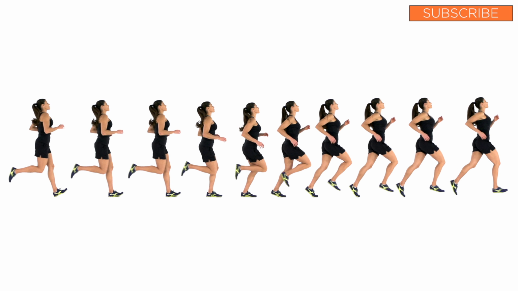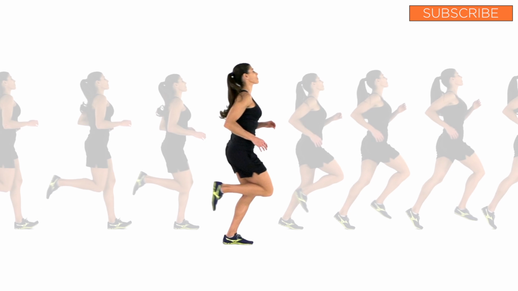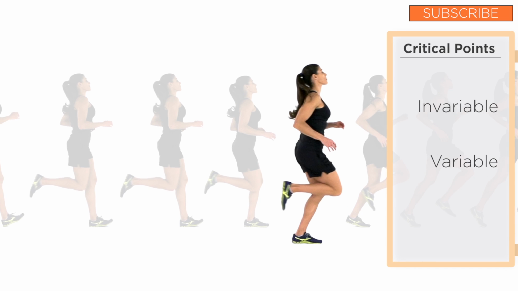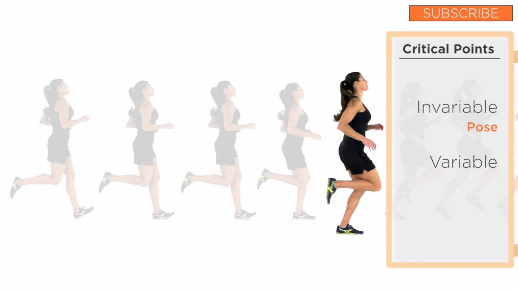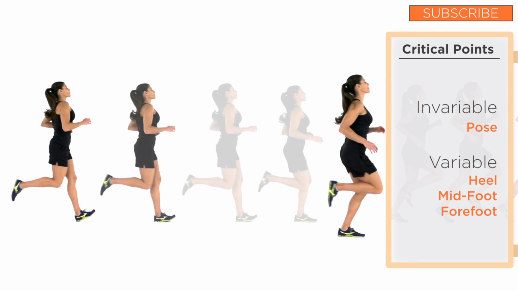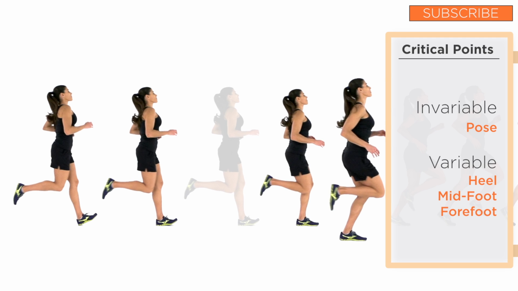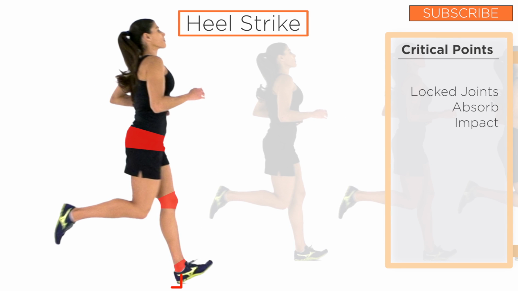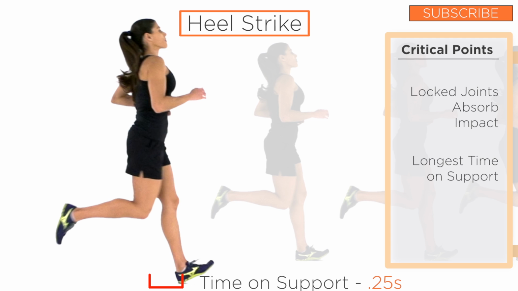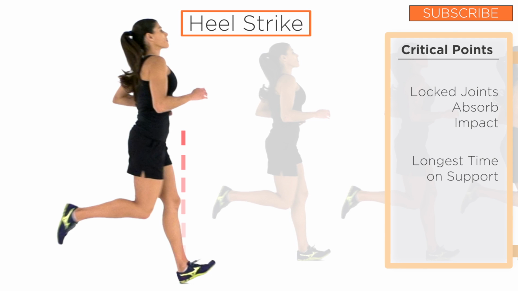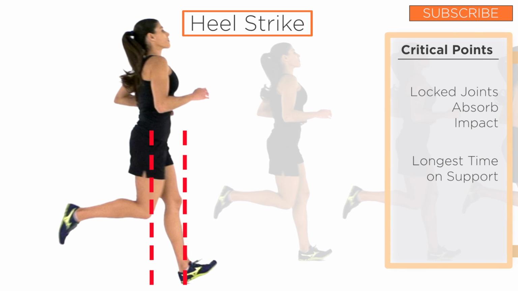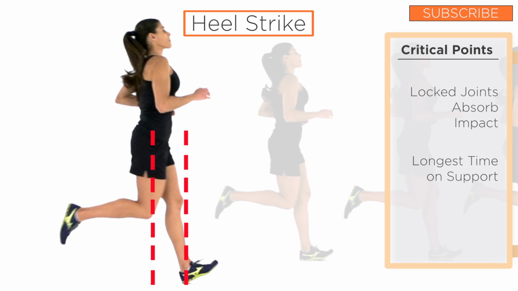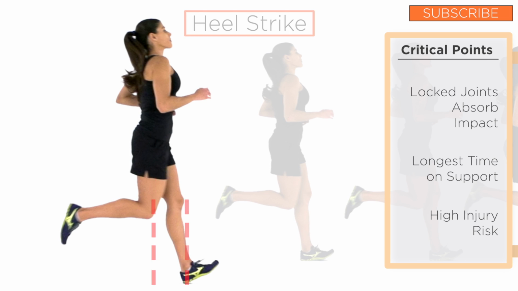The first invariable element in the stride is the running pose. There are 3 different ways you can land to get to it. You can land on the heel, midfoot, or forefoot. When you heel strike, your locked joints absorb the impact as well as incur the longest time on support. When you are on support due to your body position, your joints and tendons are now absorbing body weight longer than they're meant to, exposing you to injury.